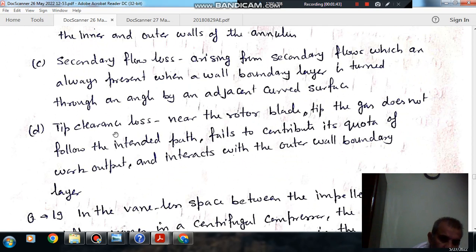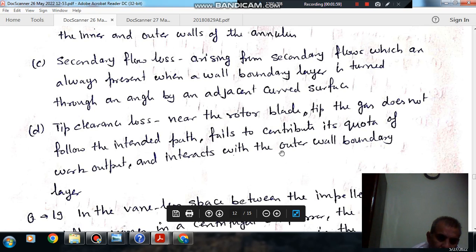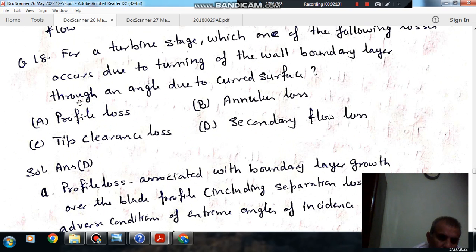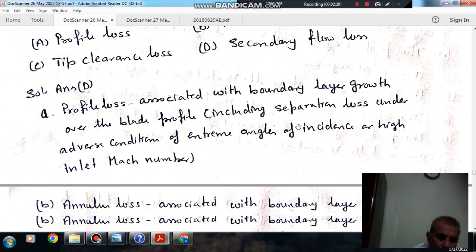Now, tip clearance loss occurs near the rotor blade tip. The gas does not flow into the internal part and fails to contribute its quota of work output, and it interacts with the outer wall boundary layer. So it is related to the tip of the blade. So the answer here is secondary loss. The turning of the wall boundary layer through an angle due to a curved surface is the loss called secondary loss.